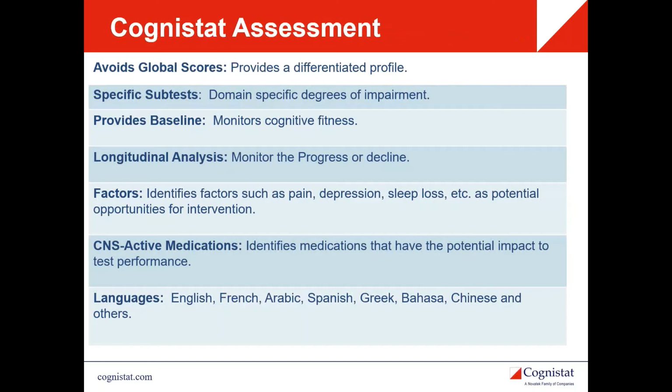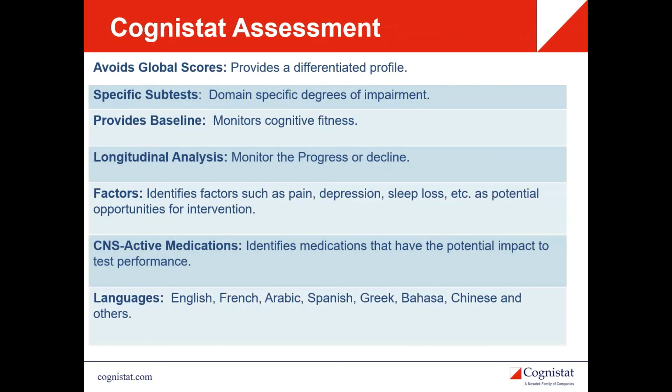Cognistat avoids global scoring and it provides you a domain-specific degree of impairment. The problem with global scoring is that you can know that there is a presence of impairment. However, you're not able to know exactly where the problem is. While Cognistat will indicate every single area of the brain that is tested, if there is impairment and the degree of impairment. And it also allows you to do a baselining to monitor the cognitive fitness by doing an annual wellness checkup, and then also to monitor the progress or the decline of the patient at a later time.